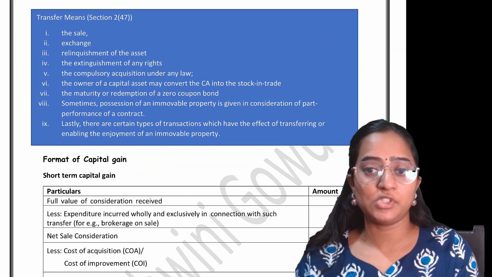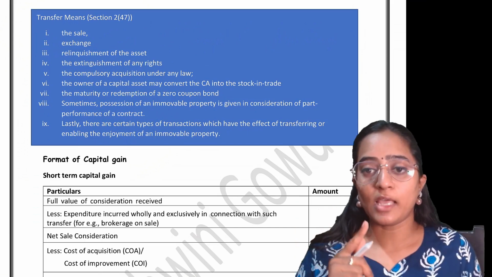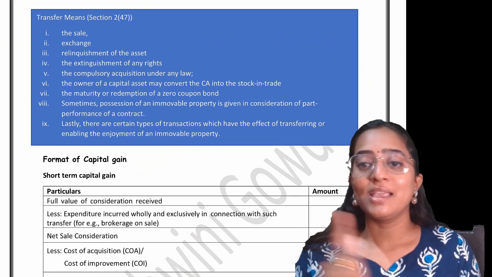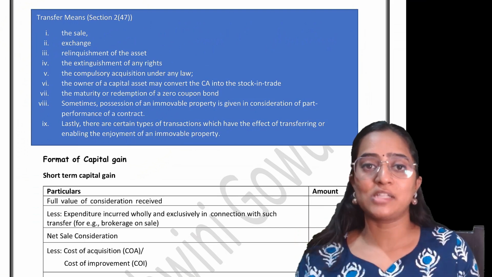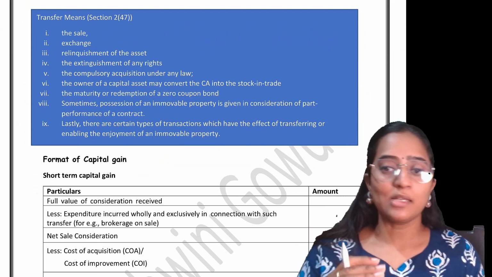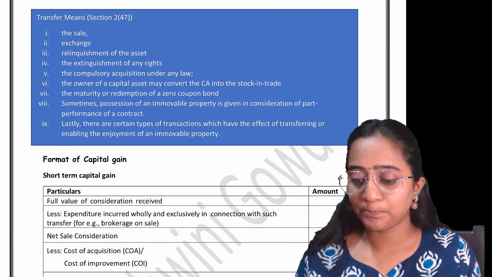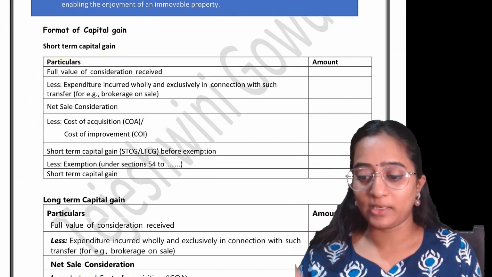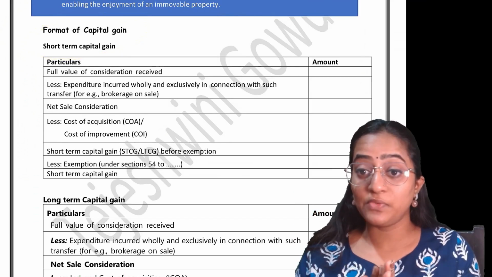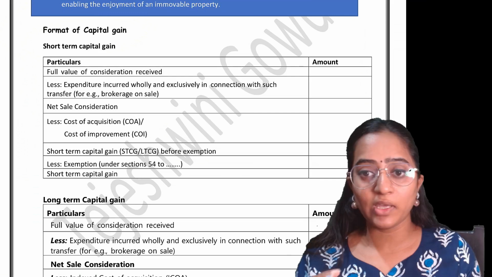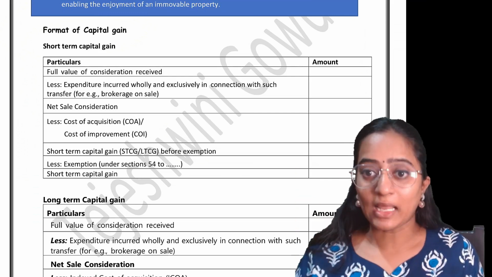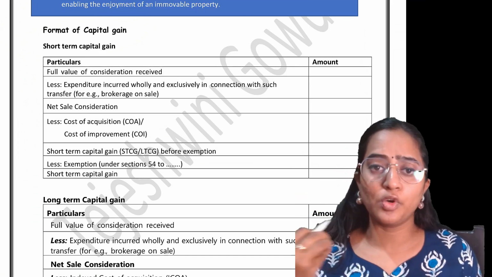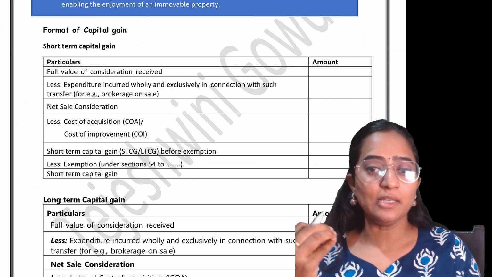Only if it comes under the definition of transfer is it going to be considered as your capital gain. The capital asset transfer took place in the year of transfer. Generally, capital gain is taxable. There are certain exceptions. We are going to see that. Format of capital gain. Remember, people, I hope this video has been recorded with the intention that you've already read your classes once. That's why this is just going to be your revision video of capital gain.